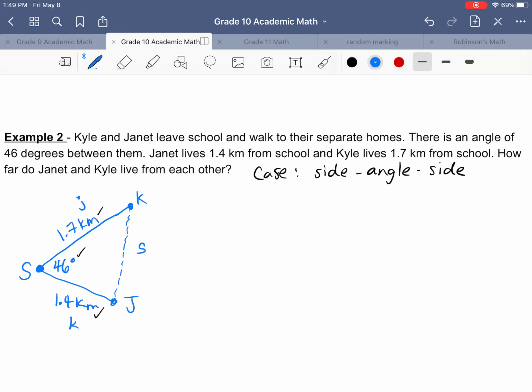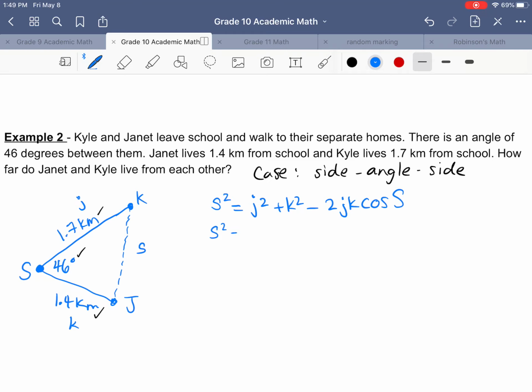Okay, so this means we're going to be using our cosine law. So let's write that in. Let's write in that formula using the letters that I've chosen to label our triangle with. So s squared is equal to j squared plus k squared minus 2 times j times k times cos of s.